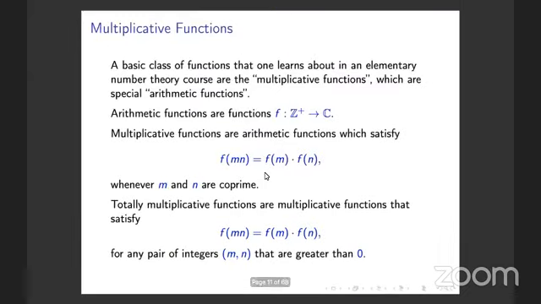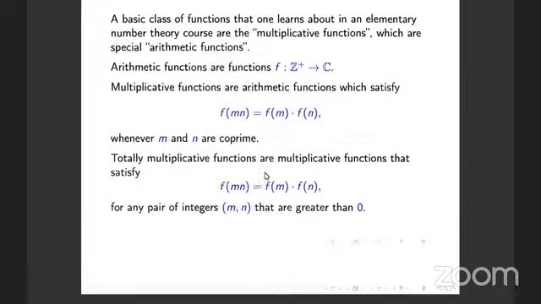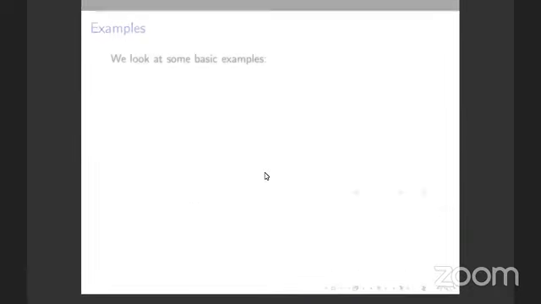So let's see some examples. Okay, before that, there's another stronger concept. This is totally multiplicative, where totally multiplicative functions are multiplicative functions where this necessity of the two numbers being co-prime is removed. So f of mn should be equal to f of m times f of n for any pair of integers m and n which are in Z plus. So these are the three gradations. You start with arithmetic functions. Inside arithmetic functions, you have the multiplicative functions, and inside multiplicative functions, you have the totally multiplicative functions.